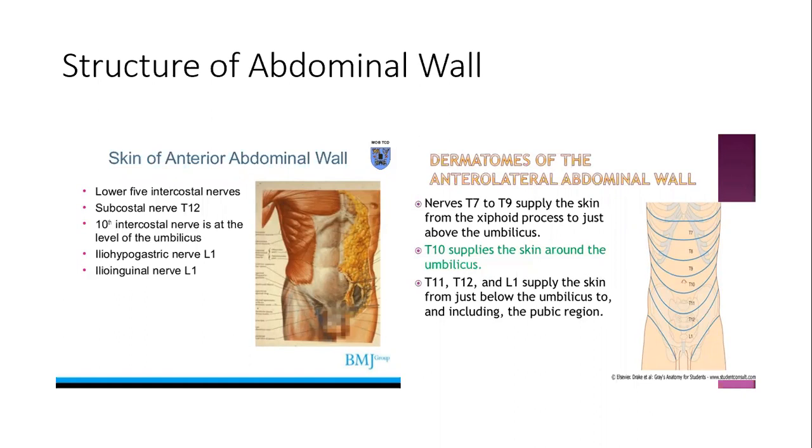Starting with the cleavage lines. Cleavage lines are horizontally directed along the trunk of the body. They are constant. That means they are not going to change. Why are they important? What is their clinical significance?